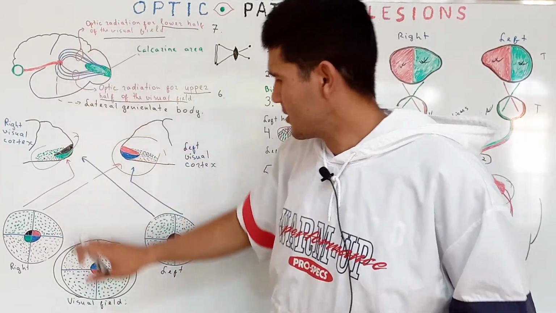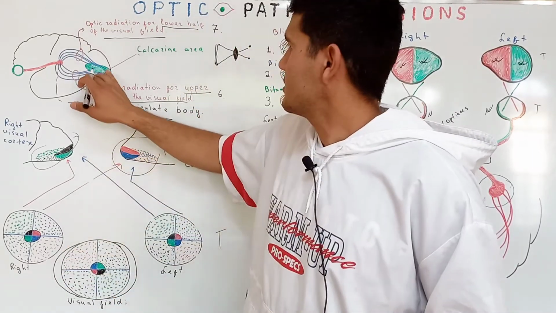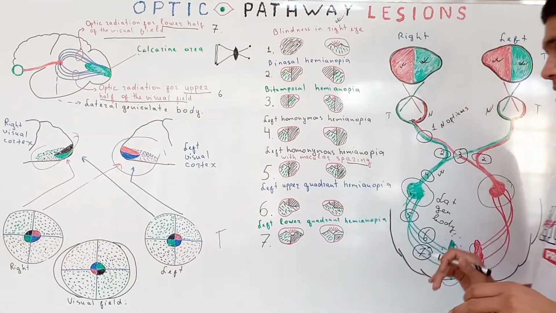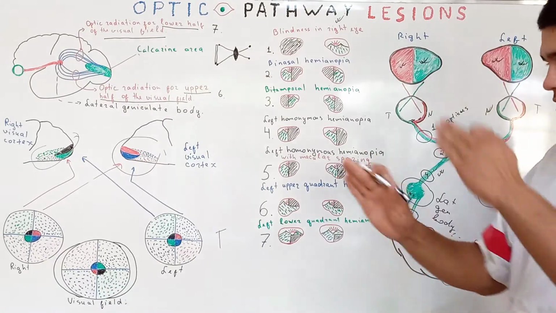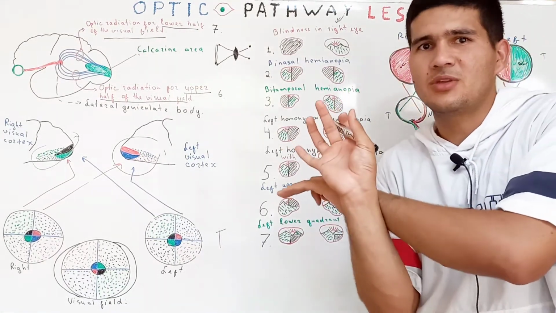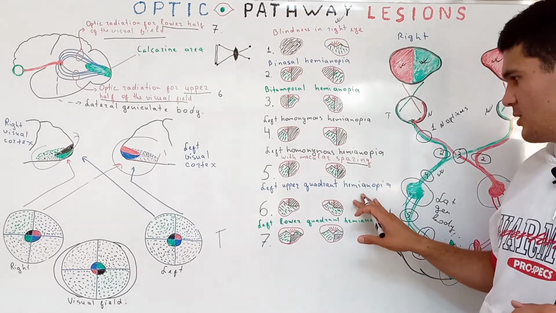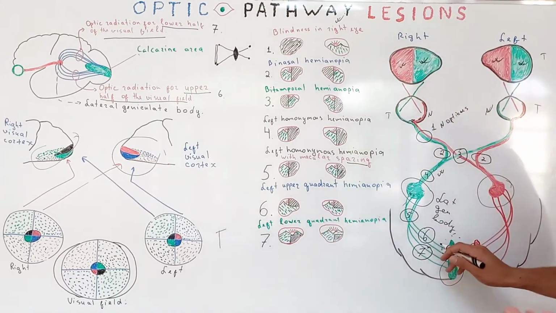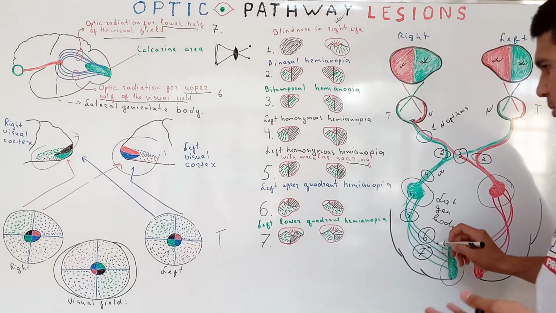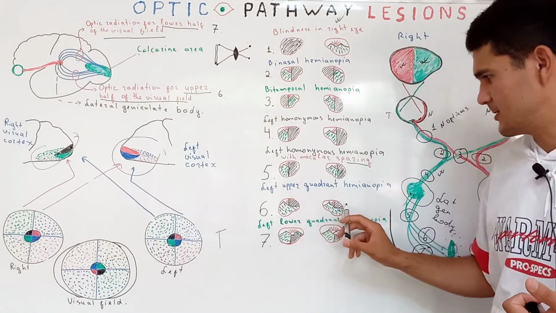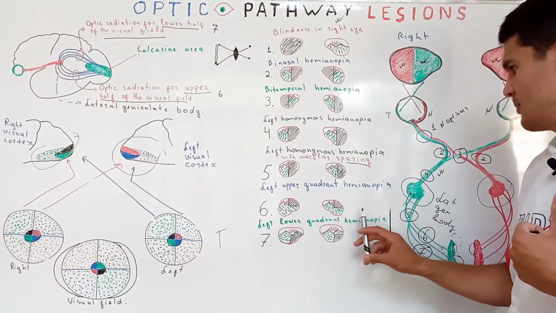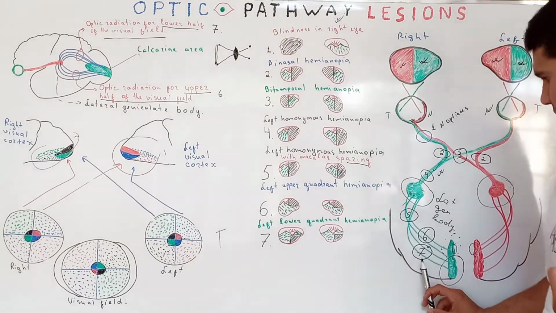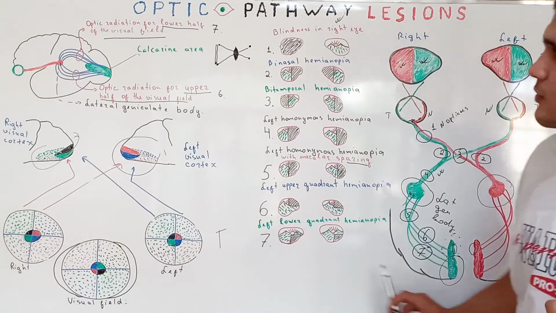This bundle carries information from this part, and this bundle carries information from this part. Due to a one-sided lesion, one quadrant can be damaged. The impulses carried by the upper left quadrant are in these fibers. These fibers accept the impulses from the upper quadrants, so left upper quadrant hemianopia can occur, and these fibers accept the impulses from this part.